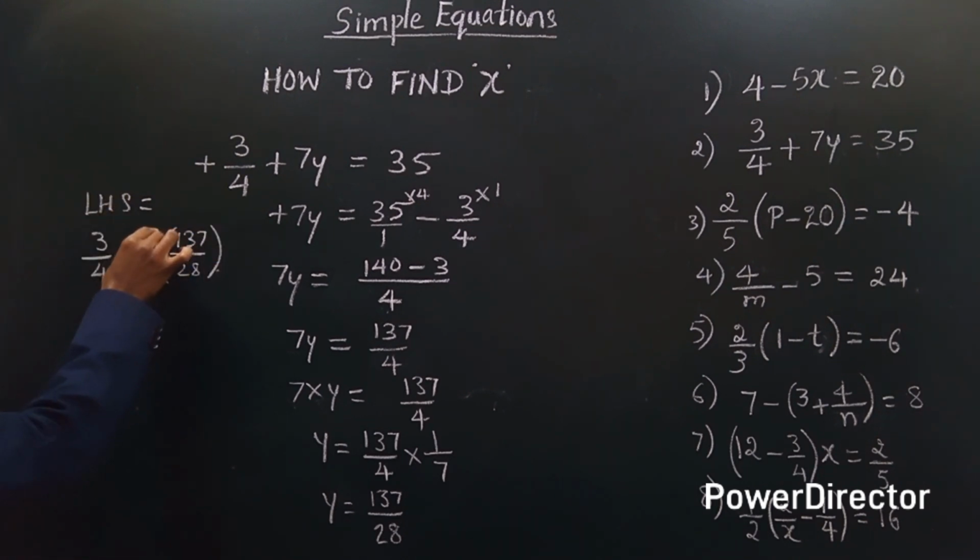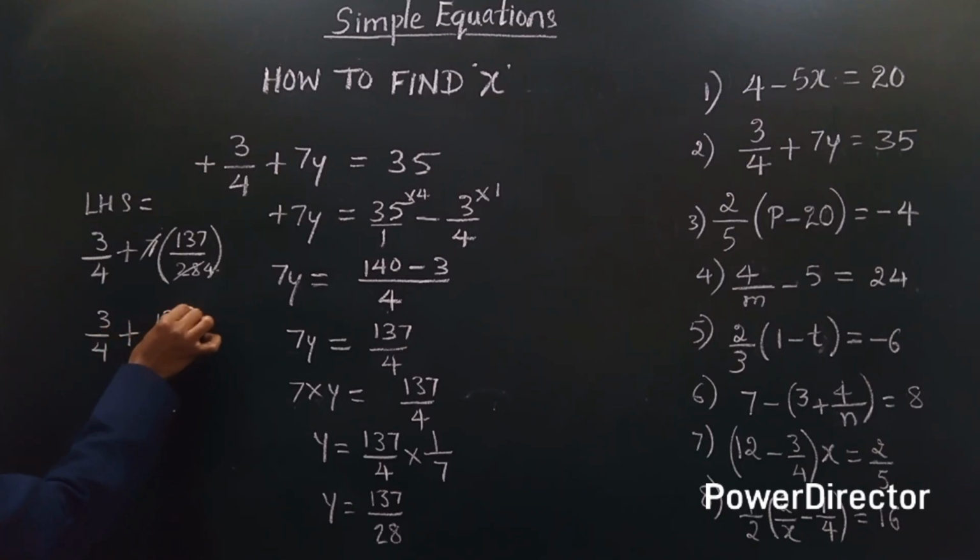Now what happens? Look at this. 7 ones, 7 fours. That is what we are getting, 3 by 4 plus 137, 3 by 4 as it is, plus 7 ones, 7 fours went. So 137 here down, it is 4. 3 plus 137 is what? 140. 137 plus 3 is 140 because denominators are same.